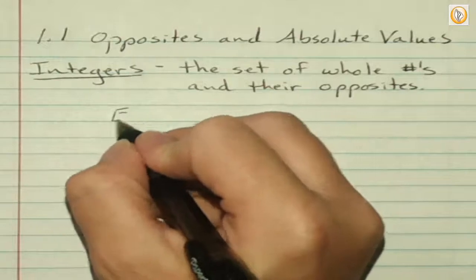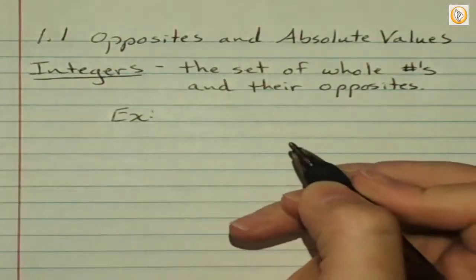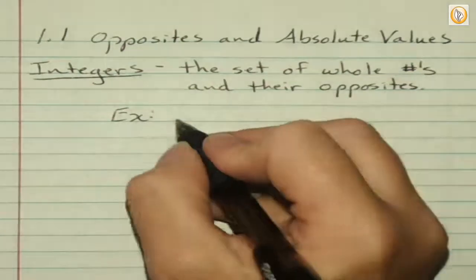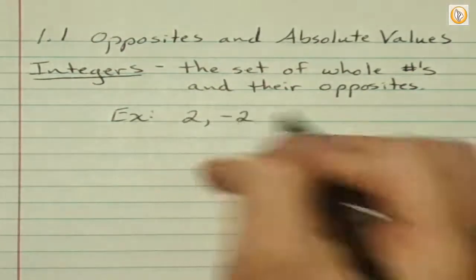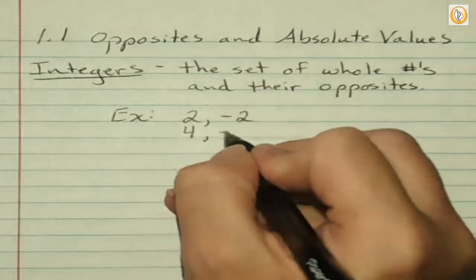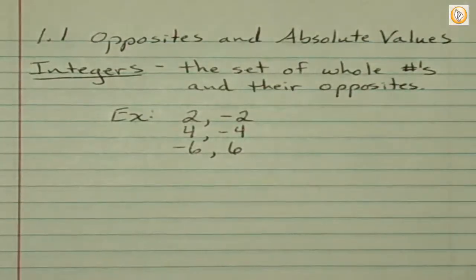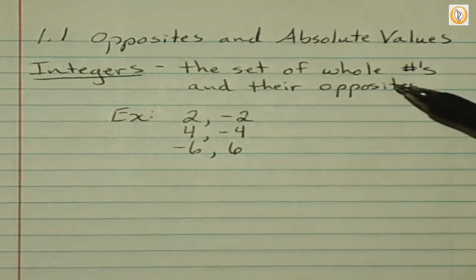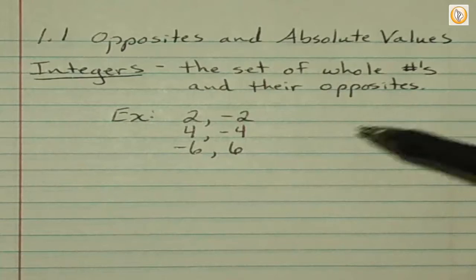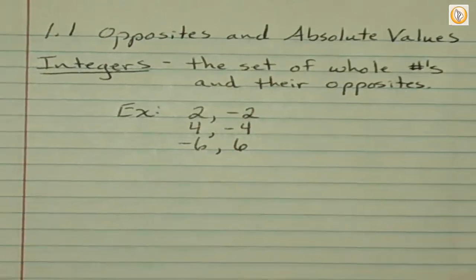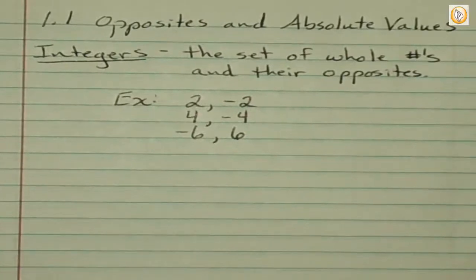Okay, example of integers. Positive 2 and negative 2. Positive 4, negative 4. Negative 6, positive 6. That's not too difficult, right? So an integer is a set of whole numbers and their opposites. Are we good there? Okay.